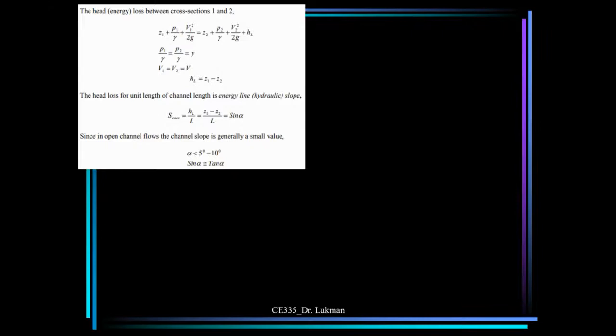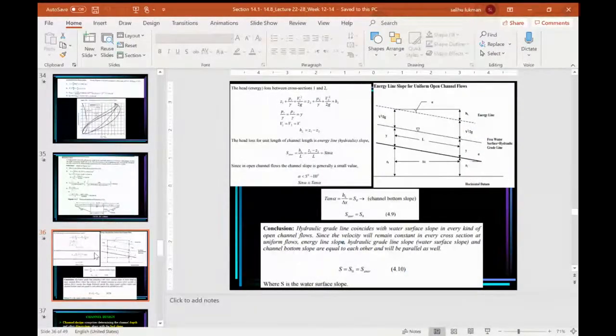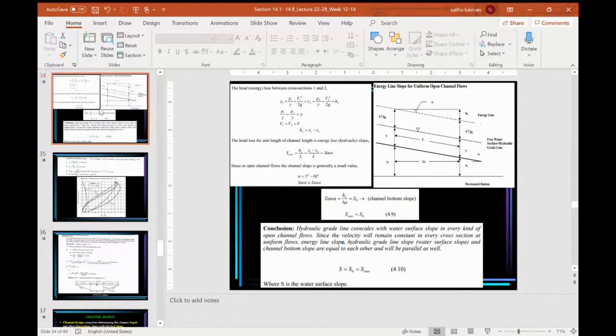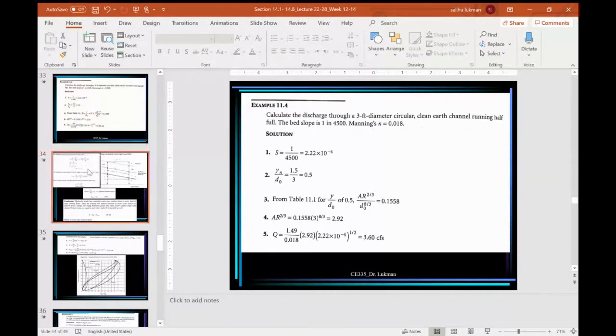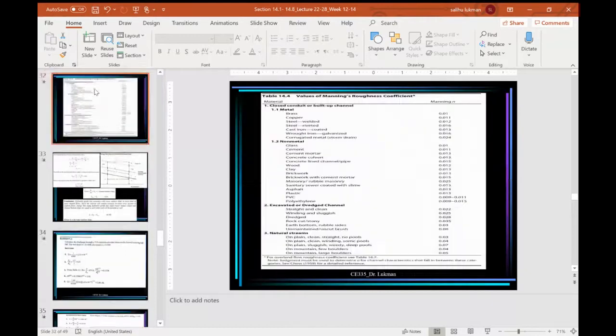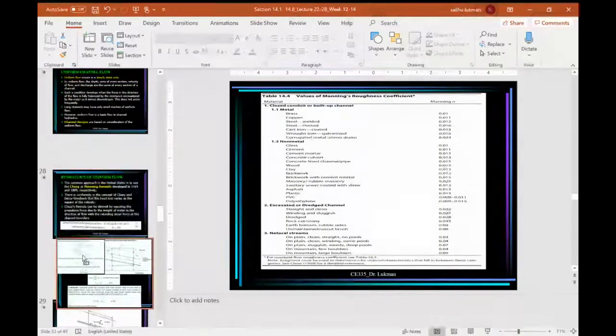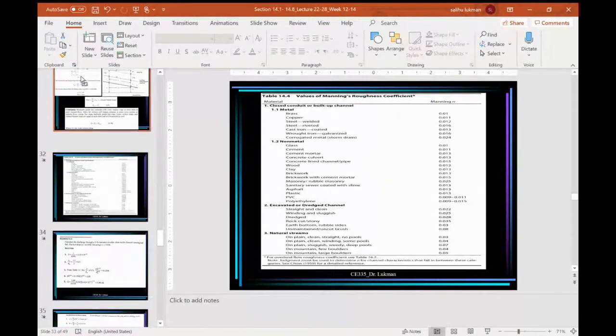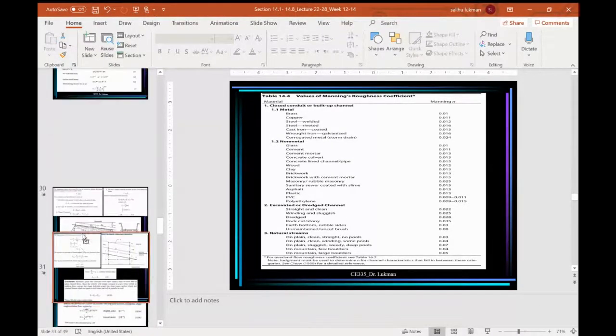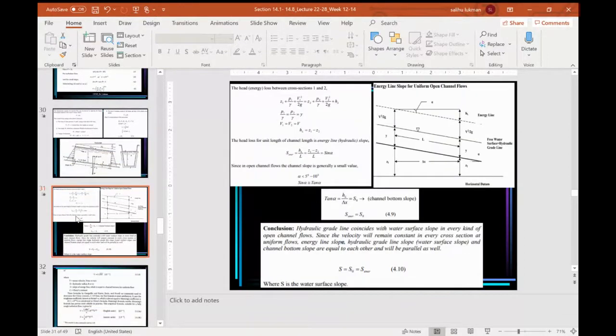Now, I think I will take this slide back to this one. No, not even here. To the point where I was explaining the slope, which sin theta equal. Yeah, it is supposed to be here.